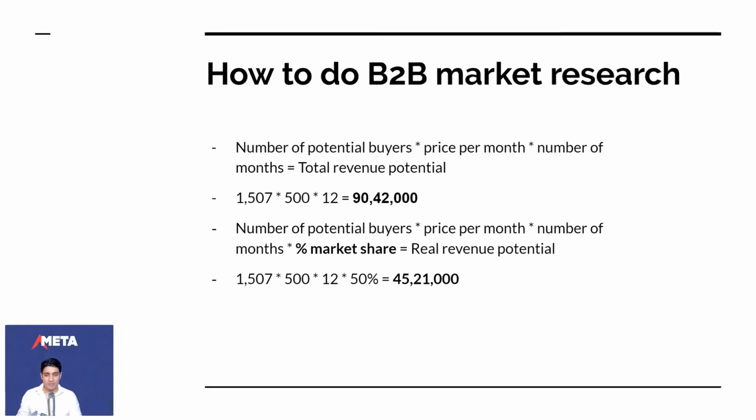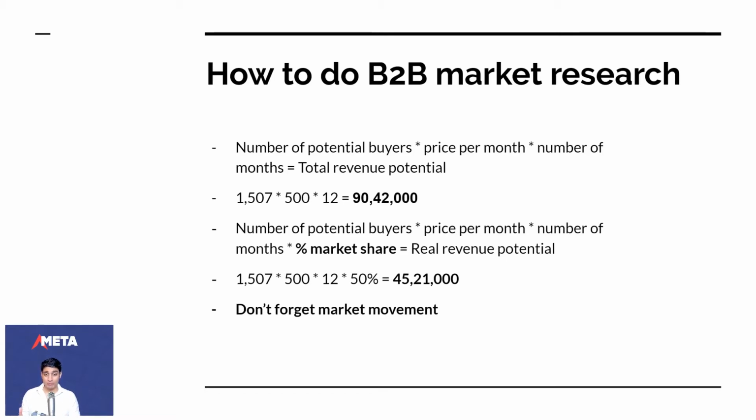If somebody is not using any marketing automation software, they're much more likely to buy your product. So maybe the percentage you can actually tap, or the market share you can actually get, is 50%, because the other 50% of the market share has been taken by competitor 1, competitor 2, competitor 3, whatever. Then your real revenue potential is just 45.21 lakhs.